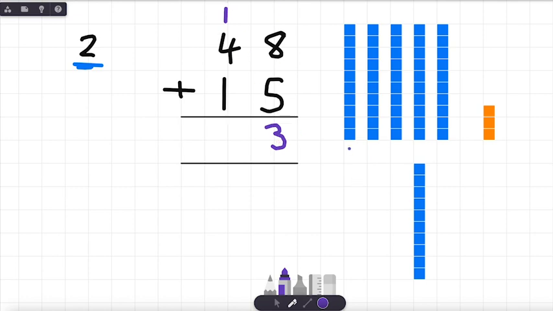Now again we go to the tens column. We have the 4 tens from our 48. We have 1 more 10, but we also have the 10 that we carried over from the units column. So we've got 1 plus 4 plus 1, which gives us 6 tens or 60. So the answer is 63.